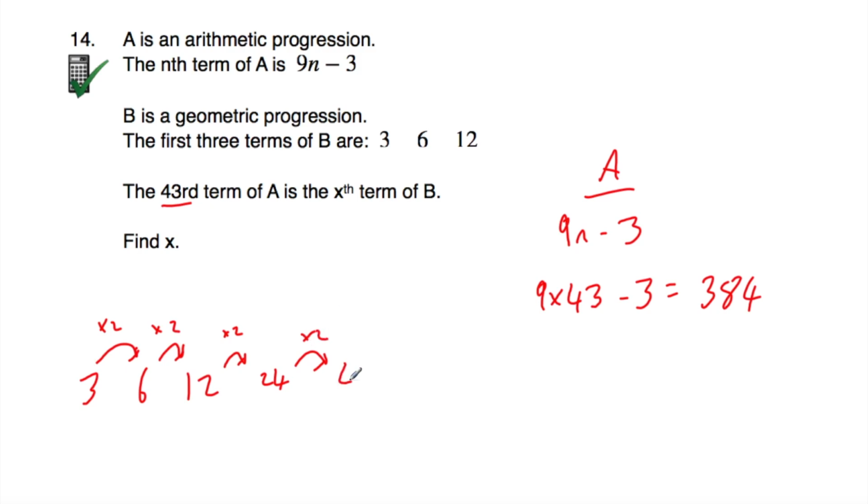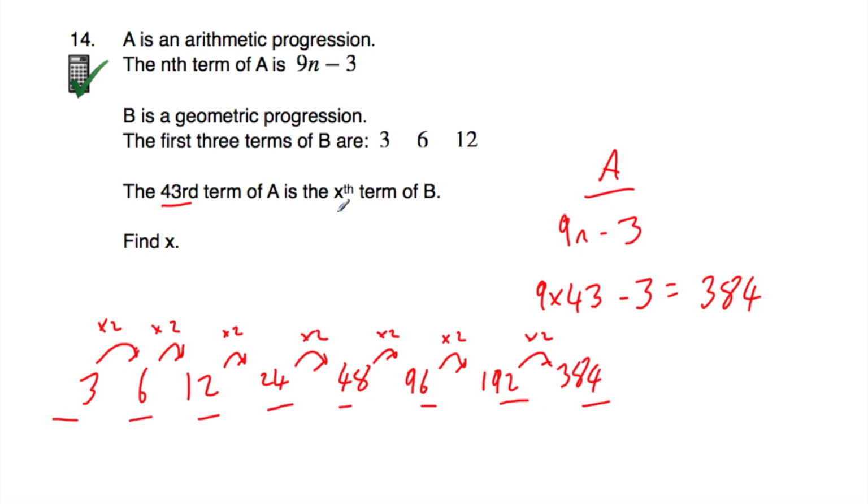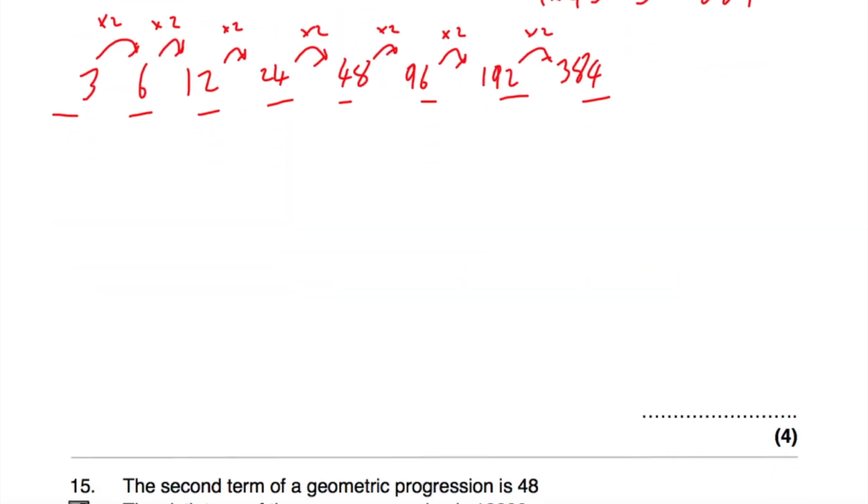If we multiply by 2, that's equal to 48. Times by 2 is equal to 96. Then times 2 again is equal to 192. Times by 2 again will be equal to 384. So that's the 1, 2, 3, 4, 5, 6, 7, 8th term. It's the 8th term of B. So x is 8. And that's it.